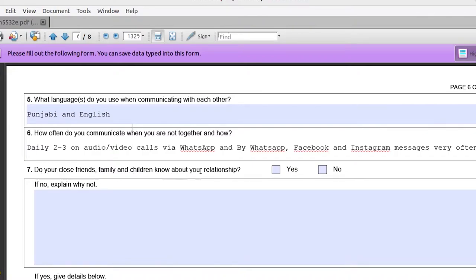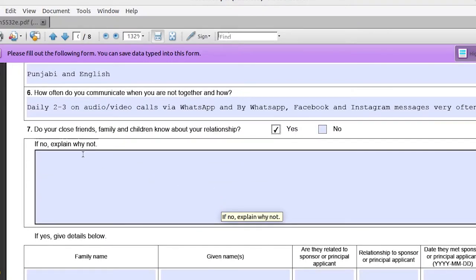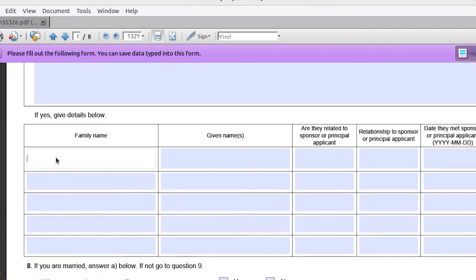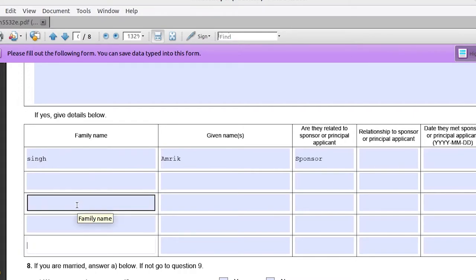Do your close friends, family and relatives and children know about your relationship? Yes. Okay. Because this is an arranged marriage, everyone in our family knows about our relationship. So I'm going to write my family members and Kamaljeet's family members' names here. My father's name will go there. Singh, Amrik. Are they related to the principal applicant or sponsor? So here are 1, 2, 3, 4, 5. There are a total of 5 sections. In the first two sections, I'm going to write 2 relatives of the sponsor. Then in the other 3 sections, we are going to write 3 relatives of the principal applicant.